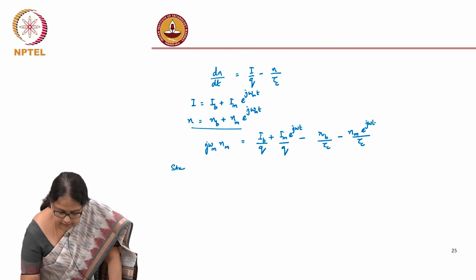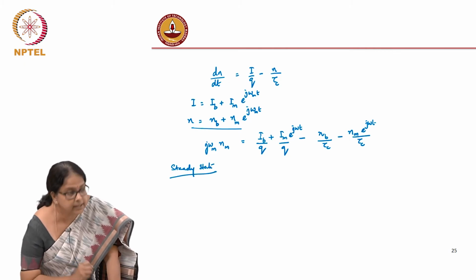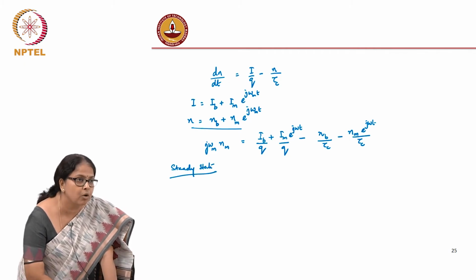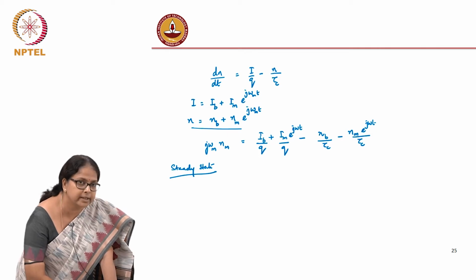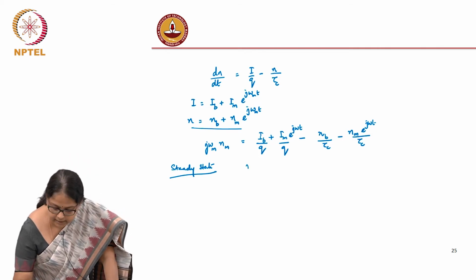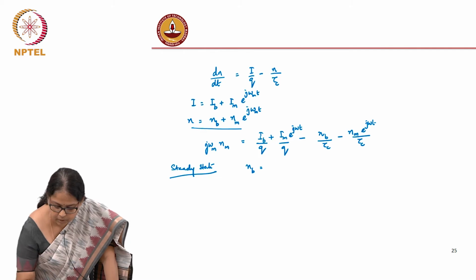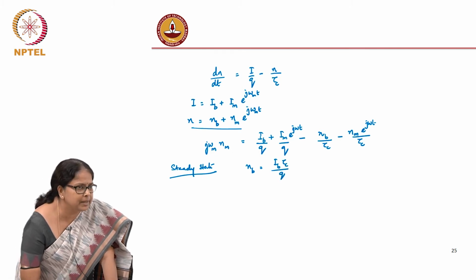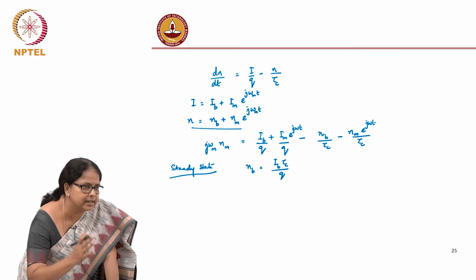Now, the steady state values. When do you get steady state? You get steady state when you force omega to 0. So at steady state you know that this goes to 0, this goes to 0, this goes to 0. There is no modulation. So Im is 0, and you get back your steady state carrier density, which is Ib tau c divided by q. The suffix b just indicates that it is the bias steady state value.